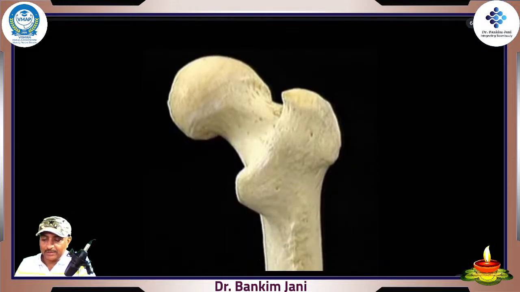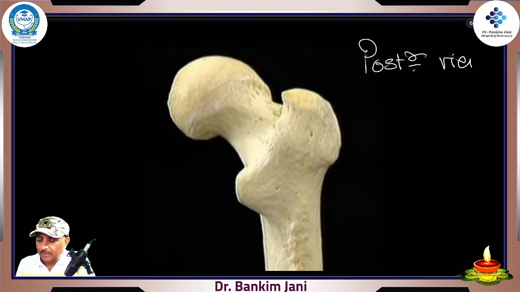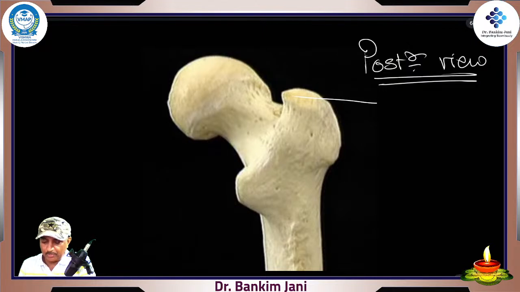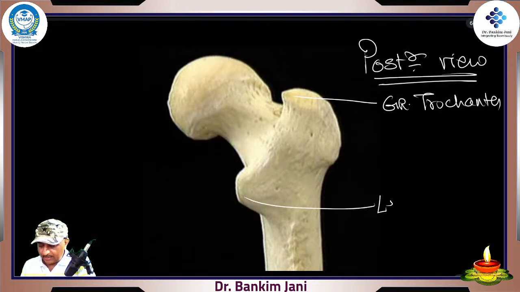See, this is posterior view. Let me know, I'll cover it up. So this is posterior view. Now in posterior view, here it is. See, it's so prominent. That's the greater trochanter. Correct? And this one is the lesser trochanter. Very nice, right?